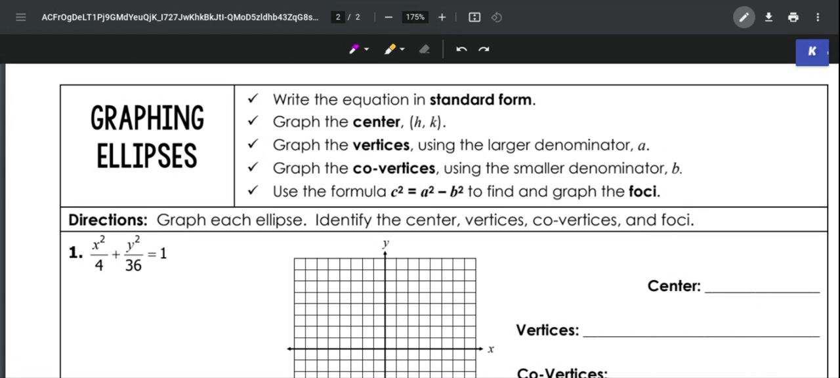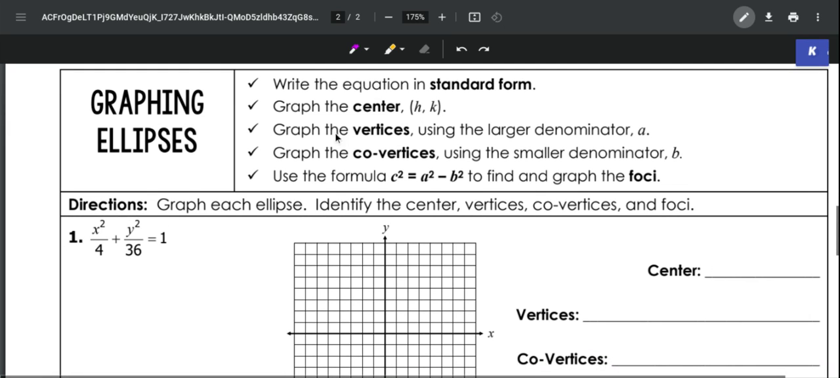So when we're graphing these ellipses, first thing we're going to do is write the equation in standard form. I'm already going to give it to you in standard form because I just don't want you to have to do it not in standard form. The next thing we're going to do is graph the center, which is h and k, and that comes from our general form that we went over in the last video. Then we're going to graph the vertices, which is the larger denominator.